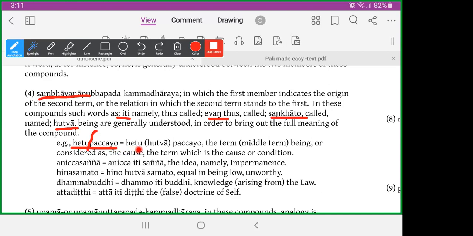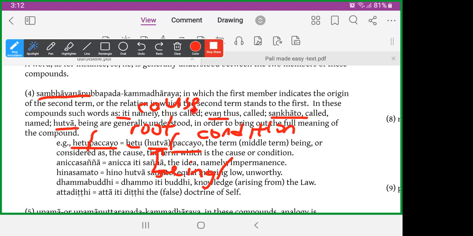So hetu pachayo, hetu hutwa pachayo. So the term being or considered as the cause. So hetu is the cause, okay? Then hetu is the root, should be the root, yeah. Pachayo is the condition. I think the Pali is very confusing, yeah, the words, okay? Hetu is a root here, or you can see the cause here, okay? And then pachayo is the condition, okay? Hutwa means being. It's translated as being here, or as considered. Okay. So if you read from here, it's a condition being the root, or the condition that is the root or cause.